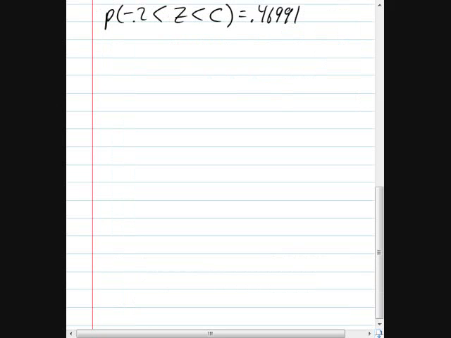Let's look at a question similar to that of finding a z-score. Suppose we want to find the value c so that the probability that negative 0.2 is less than z is less than c is equal to 0.46991. It's a good idea to draw a picture of what it is we're trying to find. The problem is we don't know if c is a negative number or if c is a positive number.